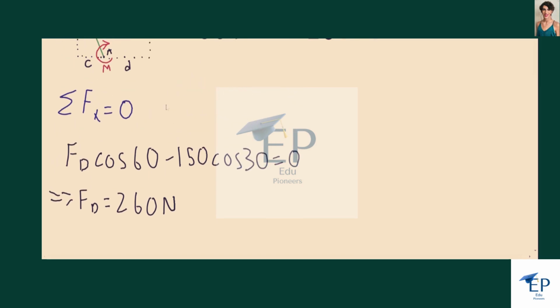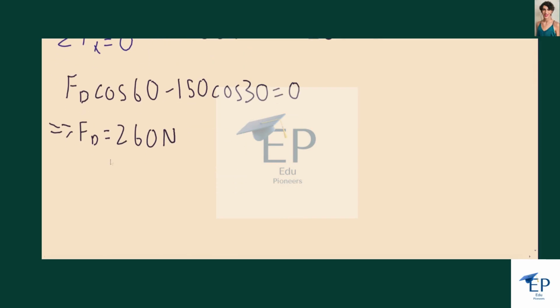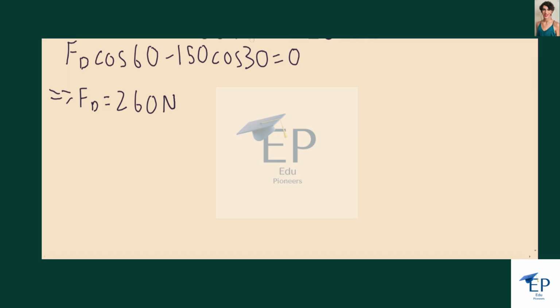So we're now going to look at our free body diagram and solve for the unknown lengths A, B, C, and D, which will help us to solve for the required moment. From the free body diagram, we can say that A is going to be equal to 100 minus 80 times the cosine of 30, and this will give us a length of 30.72 millimeters.